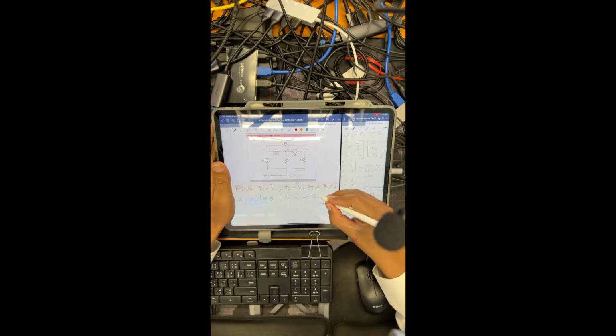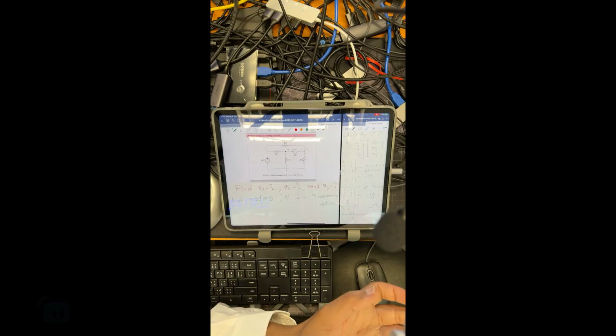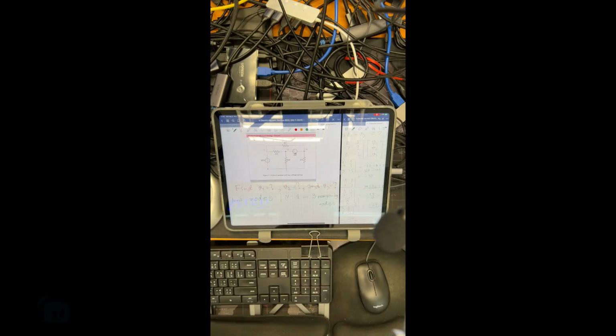Remaining node. All right, remaining node like that. 4 minus 1 equals 3. There are 3 remaining nodes because 1 is chosen as the reference node or the ground node already. We have remaining 3 nodes. All right.